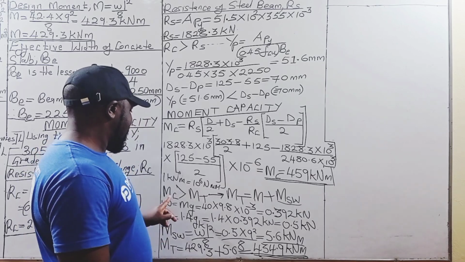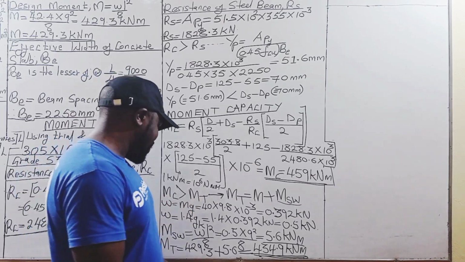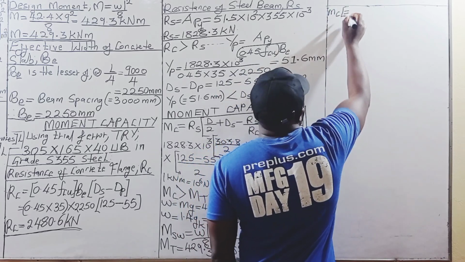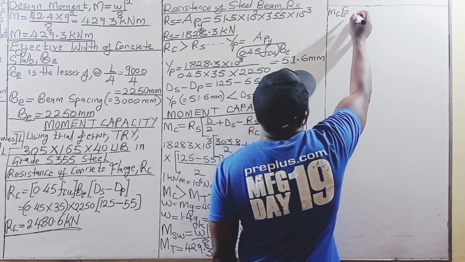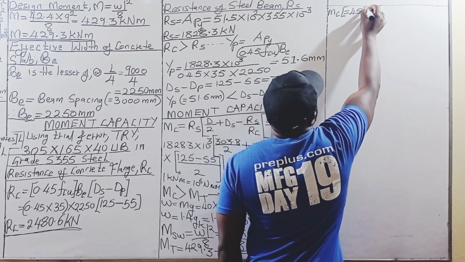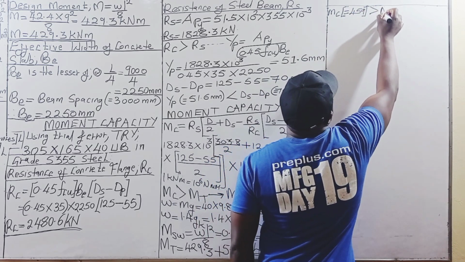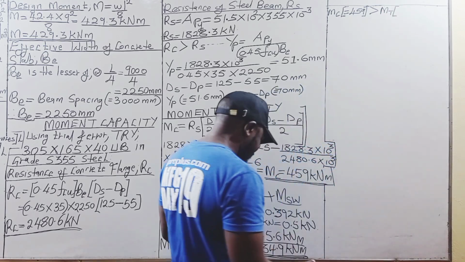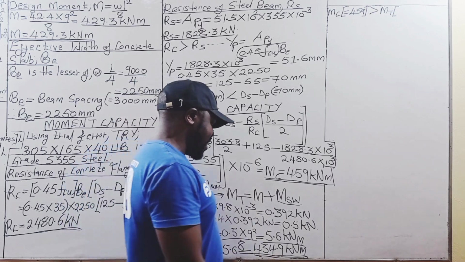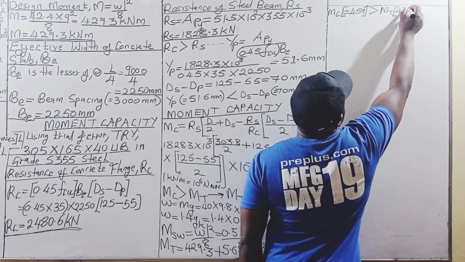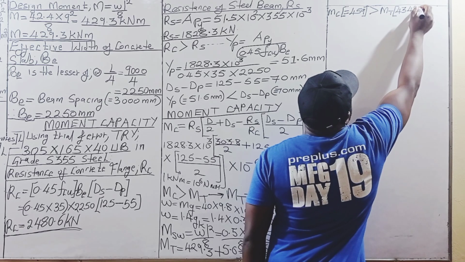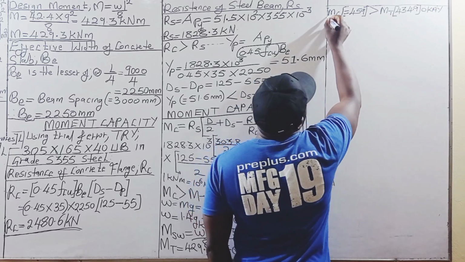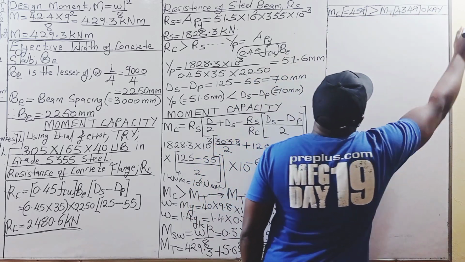So when we actually compare the moment capacity and the total moment, we find that the moment capacity MC, which is 459 kilonewton meter, is actually greater than the total moment, which is 434.9 kilonewton meter. It is greater than 434.9 kilonewton meter, and that means that the section we have selected is okay under moment.